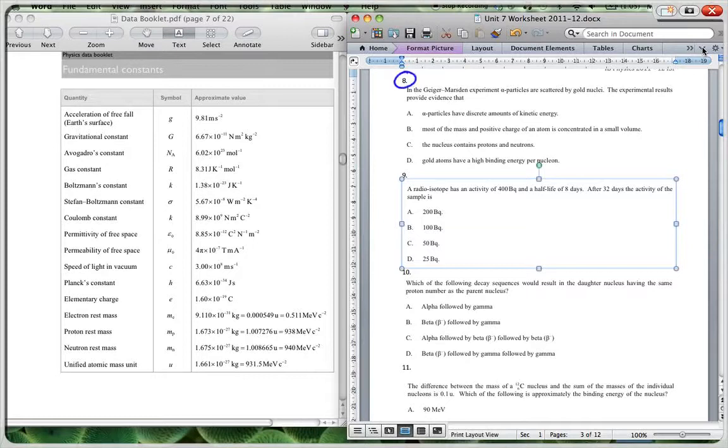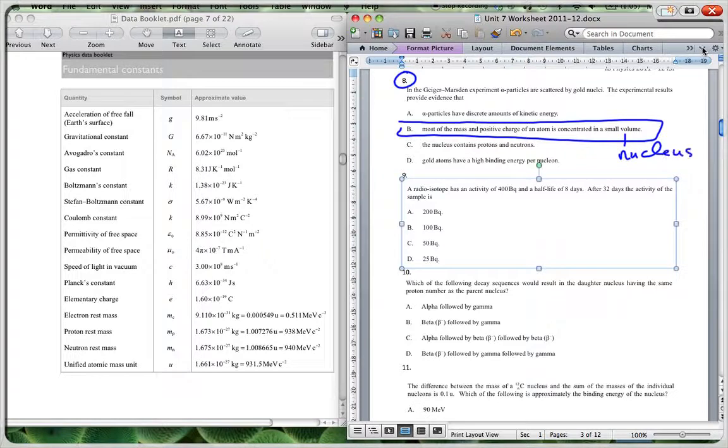Question 8. In the Geiger-Marsden experiment, alpha particles are scattered by gold nuclei. The experimental results provide evidence that, okay, this shouldn't be any problem. It's B, that most of the mass and positive charge of an atom is concentrated in a small volume. This obviously is the nucleus.